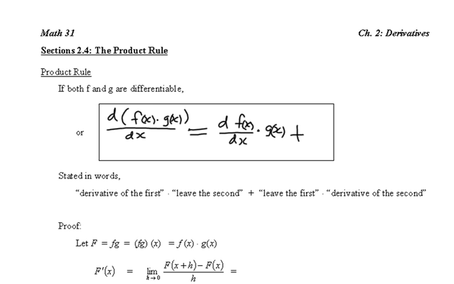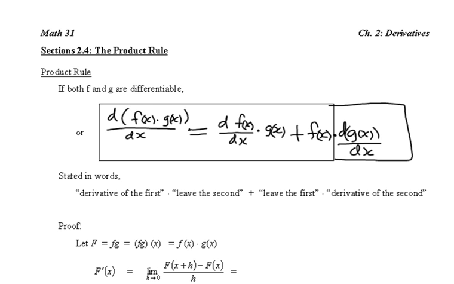And now the other way around. Just leave the first function as it is, f of x, and multiply that by the derivative of g of x. So each one gets a term for the derivative. Each one gets a term.